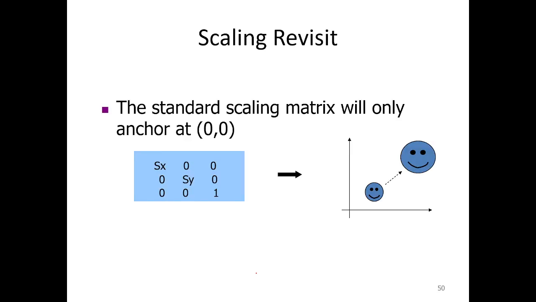The standard scaling matrix will only anchor at 0 comma 0. What is an anchor? The starting and ending position are called the anchors. So starting position 0 0 is called the anchor. Now take [sx 0 0; 0 sy 0; 0 0 1]. Scaling means you can increase the same object. Here the object will be increased. This is the smaller object, now it will increase the size of the object.